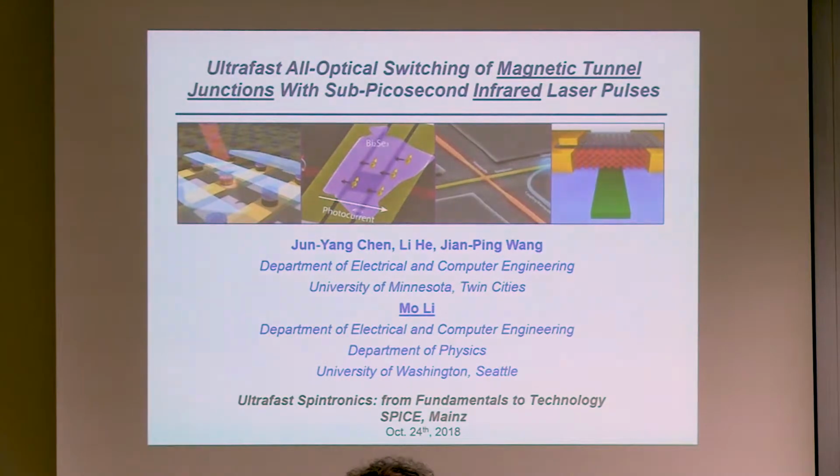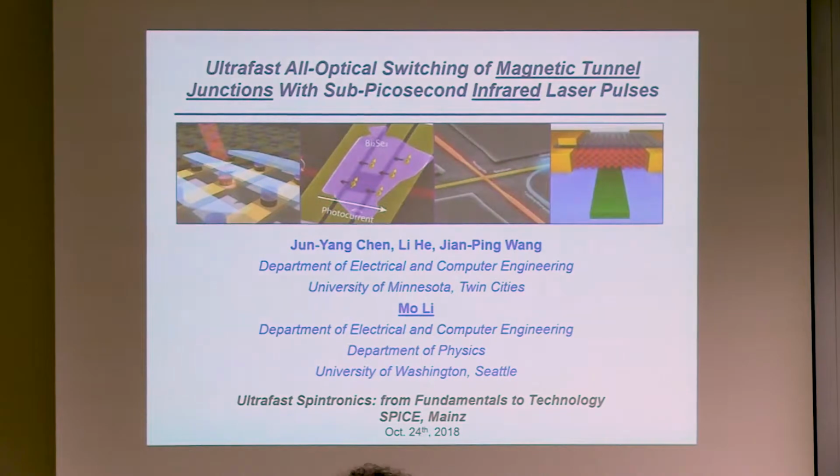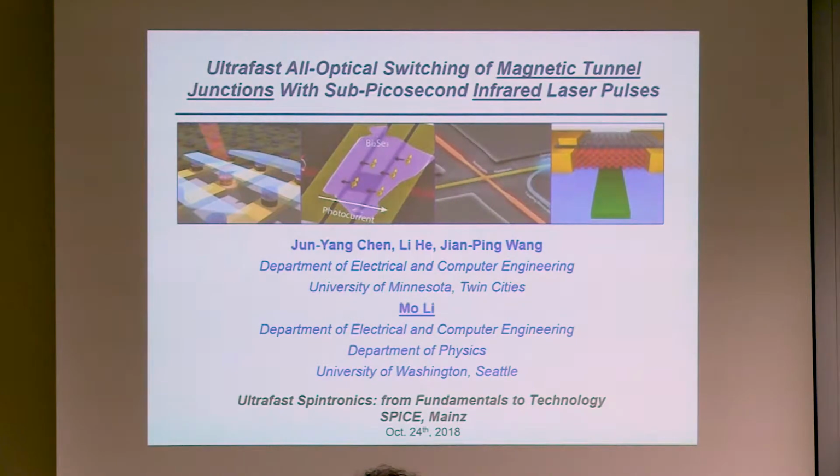So I'm going to talk about our effort, as an example, to try to convert fundamental research in ultra-fast spin dynamics into potentially ultra-fast spintronic devices. What we did new here is two things. First, we try to integrate this optical AOS material into magnetic tunnel junctions so that we create optically switchable tunnel junctions.